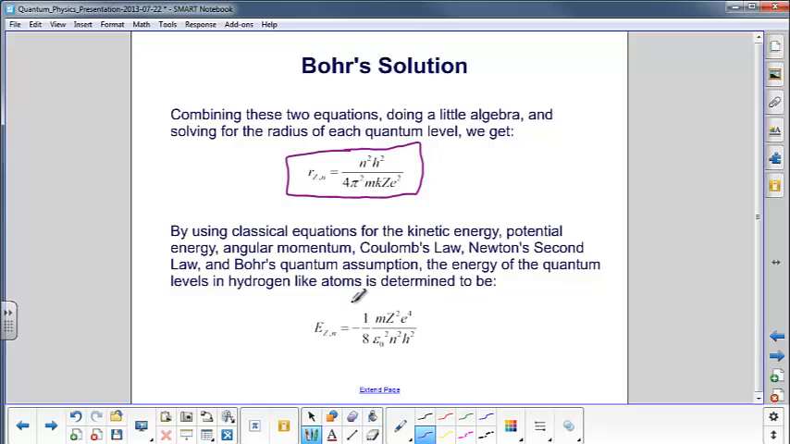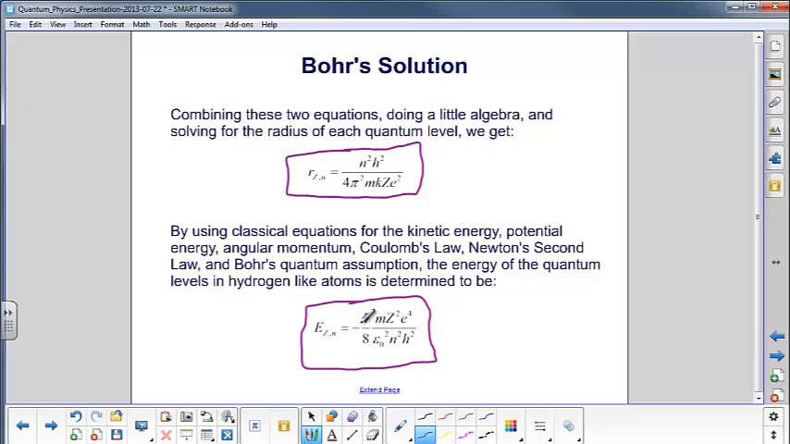Next equation, again, no one's ever going to hold you accountable for this at this level yet, tells you the energy level of these various orbits. And for that, we've basically used the equation for kinetic energy, potential energy, angular momentum, Coulomb's law, Newton's second law, and Bohr's quantum assumption. You do all that work, and you find the energy level of an atom with number of protons Z, n is the orbit that you're talking about.